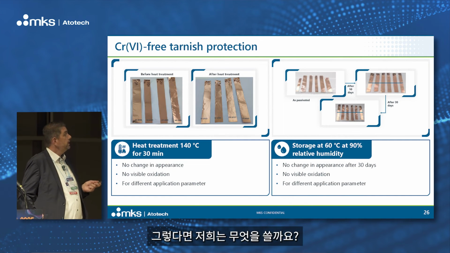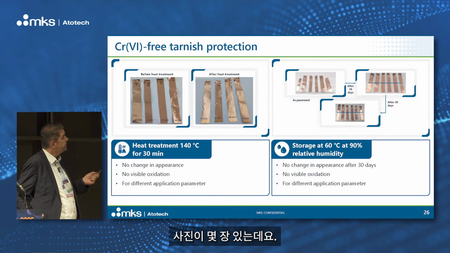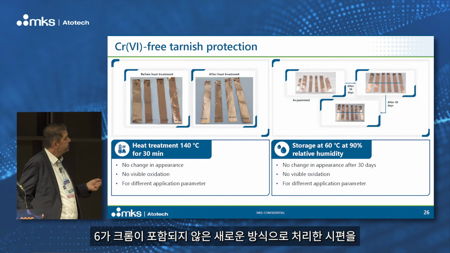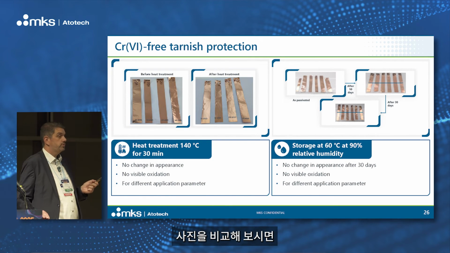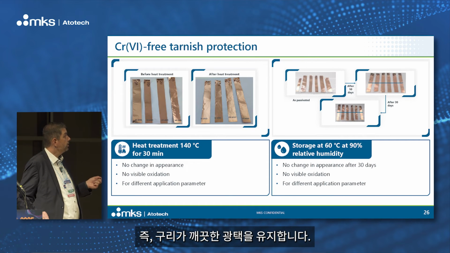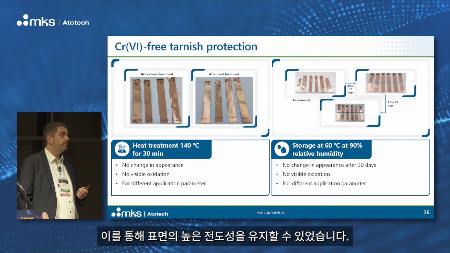Yes, so what we use, we have this Chrome 6-free tarnish protection. You see some pictures here. We have samples treated with the new Chrome 6-free process, before heat treatment and after heat treatment, here at 140 degrees Celsius for 30 minutes. If you compare the pictures, you have no discoloration. So the copper stays nice and shiny and is not oxidizing. We are protecting the copper, in this test, from oxidation, so we keep the high conductivity of the surface alive.